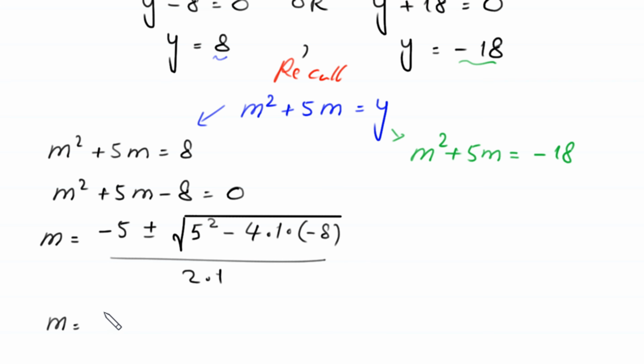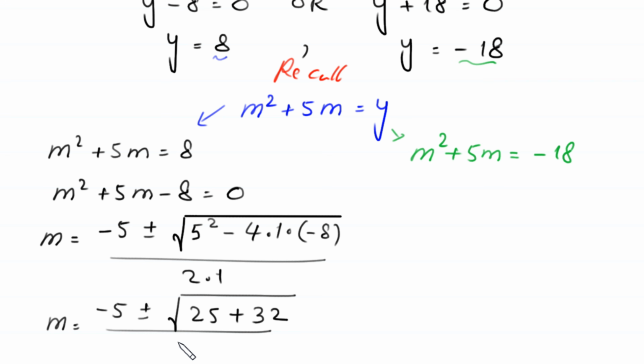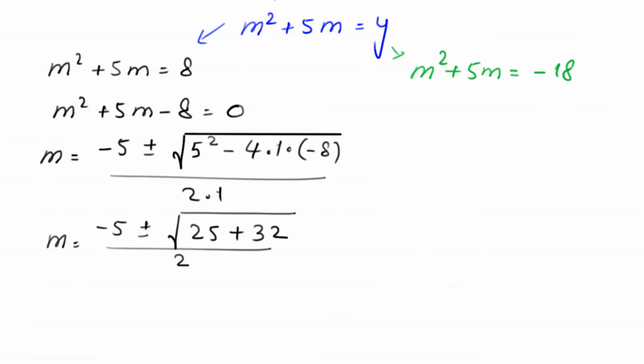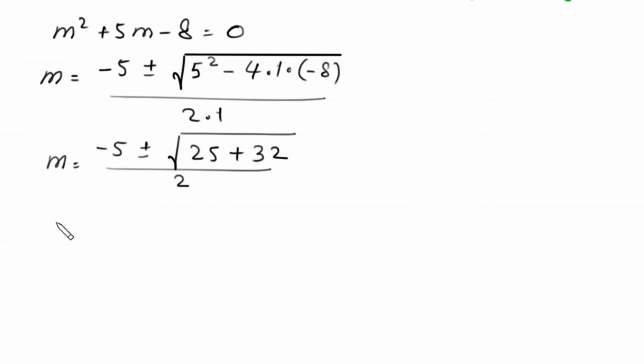Next, m is equal to negative 5 plus minus square root of, this 5 squared will become 25, negative 4 times 1 times negative 8, positive 32, divided by 2 times 1, 2. Next, m is equal to negative 5 plus minus square root of 25 plus 32, 57, divided by 2.